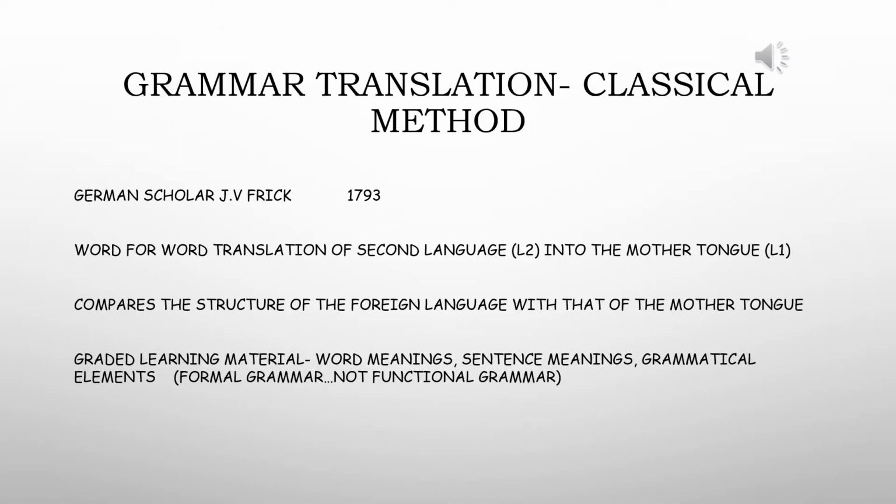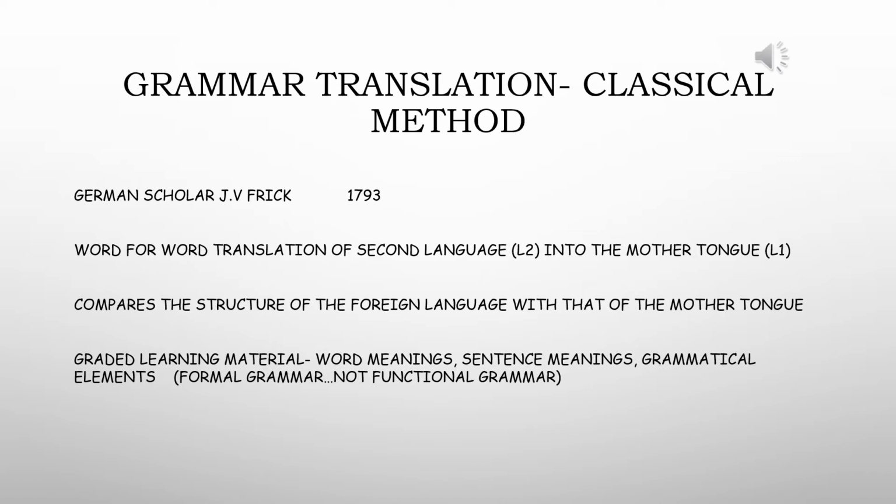Grammar translation method is also known as the classical method because it is the oldest of methods which was used to teach classical languages like Sanskrit, Greek, Latin, Persian, etc. The originator of this method was a German scholar called J.V. Frick.